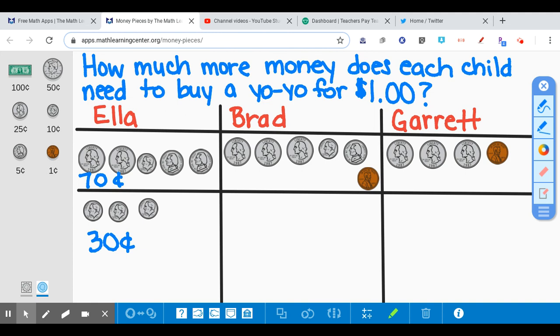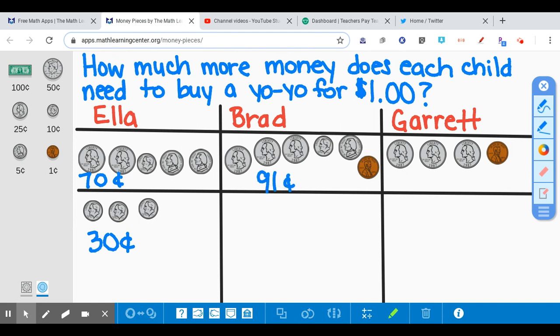Now, if we go over to Brad, he has 3 quarters, a dime, a nickel, and a penny. So if we're going to count his money, we're going to start with our quarters, and we would say 25, 50, 75. Now I have to count by 10. So after 75 and I add 10, I get 85. Then I go from 85 and I add my nickel, which is 5 more. I go to 90. And then I have to add my 1 penny, so 91. So Brad has 91 cents.